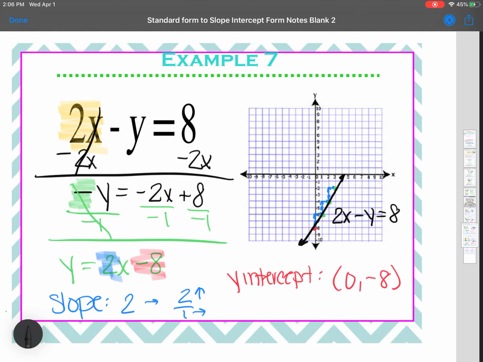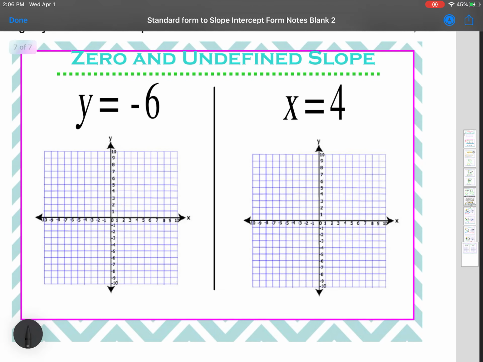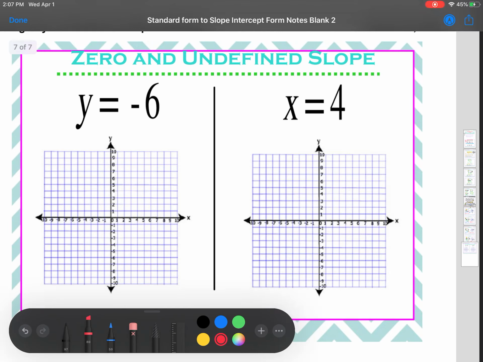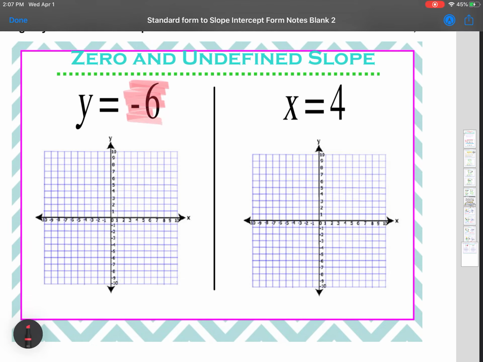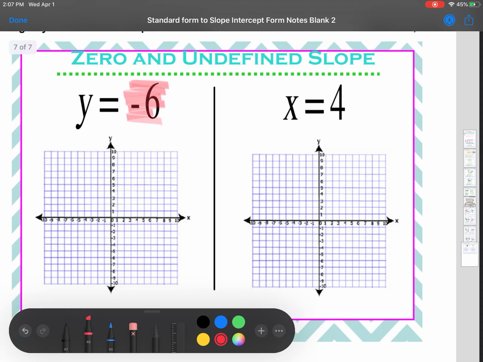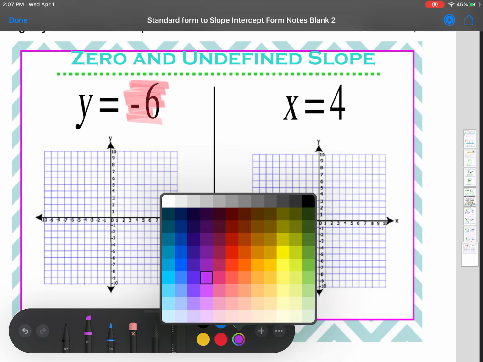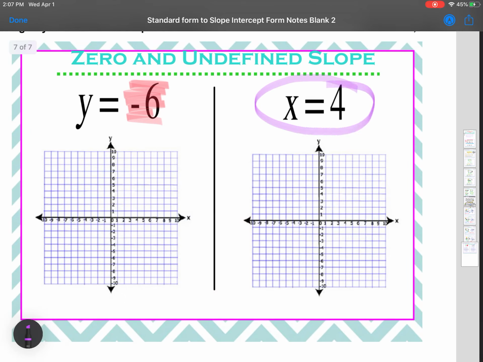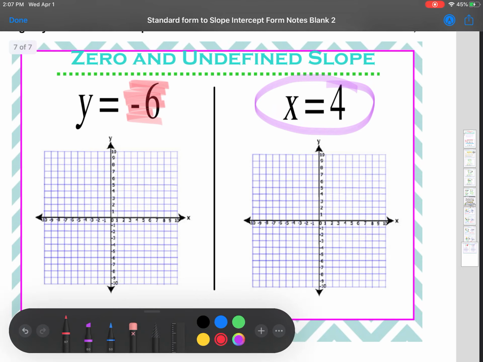Now, my last 2 examples I would let you guys do on your own if we were still in the classroom, but we are not. So, if there's 0 or undefined slope, that's okay. We have already worked with graphing these, so I think you guys should understand it. So, going to highlight my y-intercept. And on this one, what's weird is I don't have a y-intercept or a slope at all. But let's go into this.